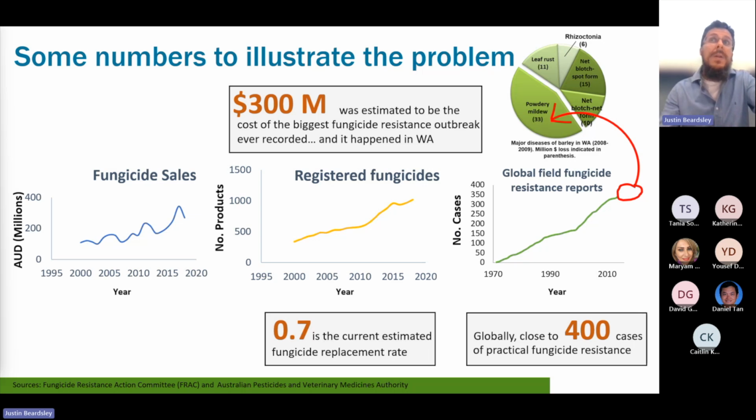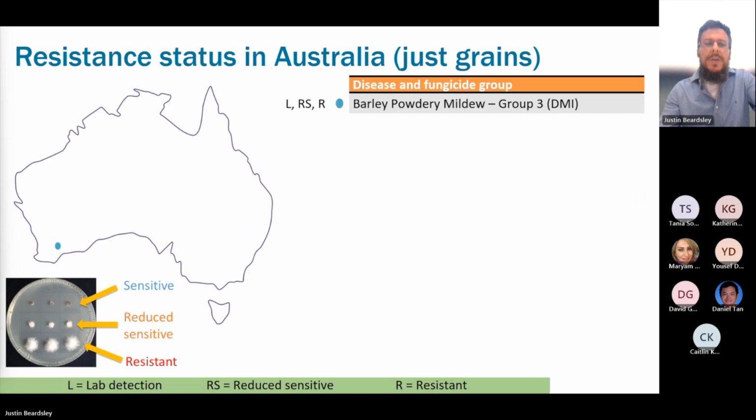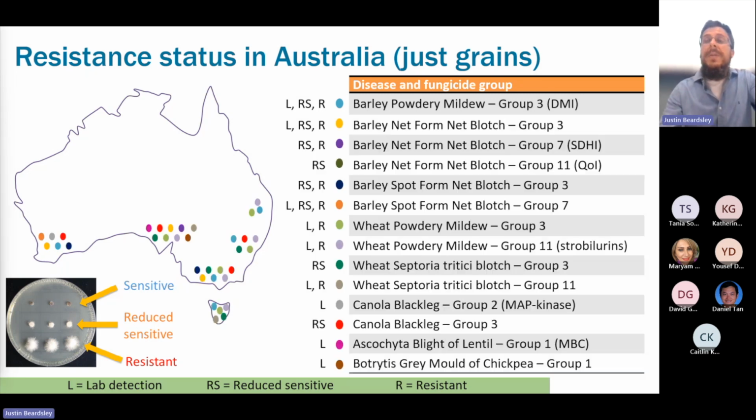So it ended up costing growers more than $300 million over 3 years. So what's the situation at the moment? When we started working on this, it was only one case of fungicide resistance that we reported. That was more than 10 years ago. And now there is fungicide resistance of many sorts: sensitivity, resistance, also laboratory detection. So things that we can see in the lab, but we cannot see in the field just yet.